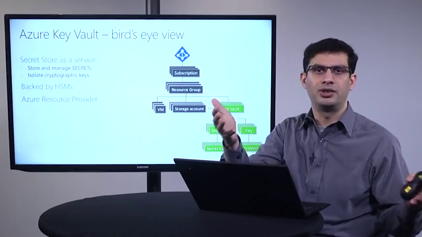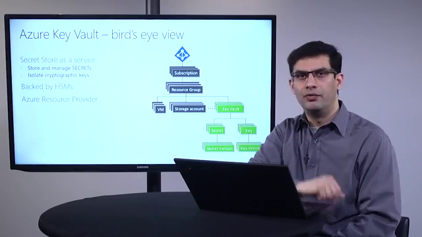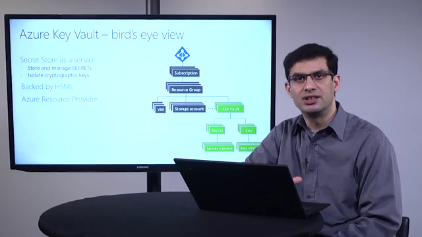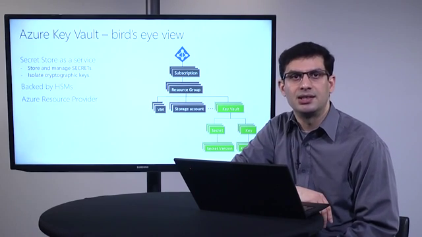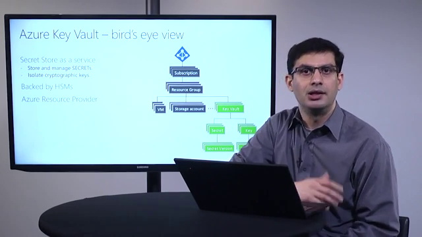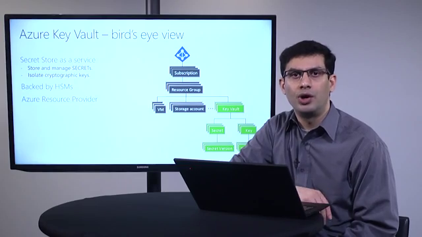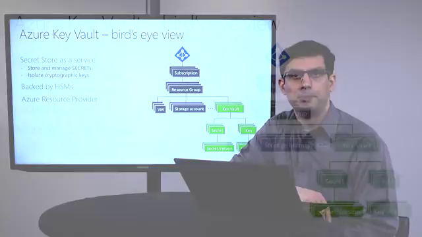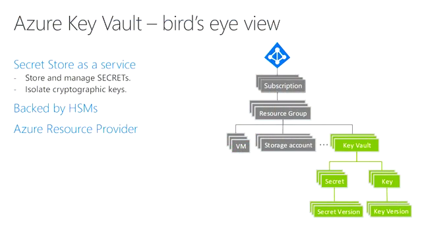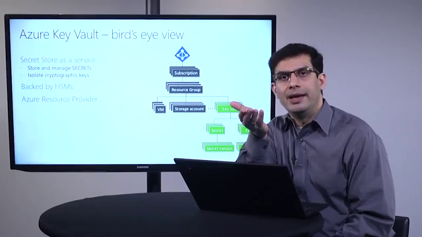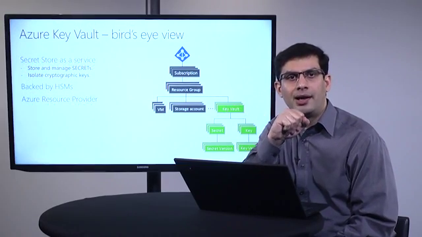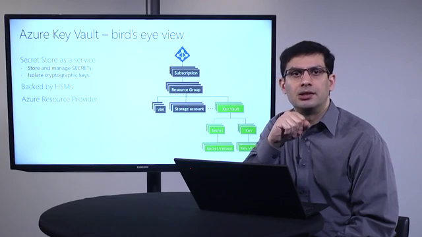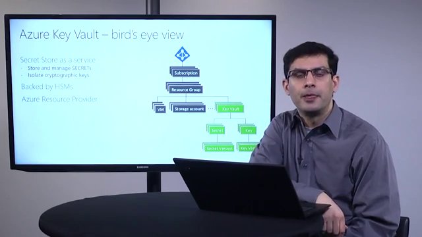In each subscription, you can have 0 or more resource groups, and this is just a collection of resources. What's a resource? VMs that you create are resources. Storage accounts, databases, HDInsight clusters, they are all resources. A key vault is also a resource just like that. And you can create up to 800 key vaults in a resource group. You can have up to 800 resource groups in a subscription, and you can have any number of subscriptions in a tenant. Inside each key vault, you can have 0 or more secrets, 0 or more cryptographic keys.